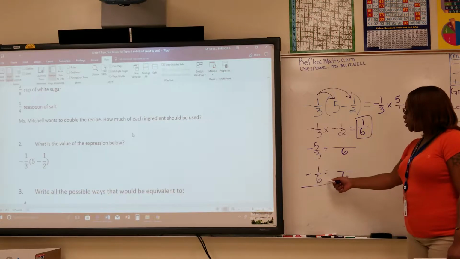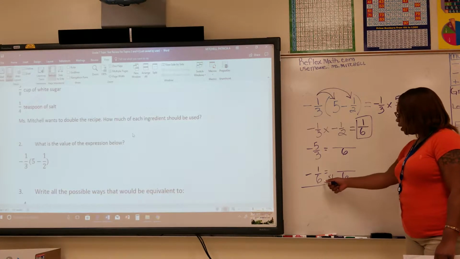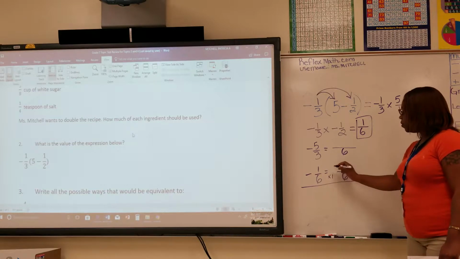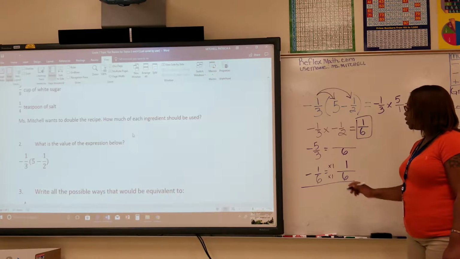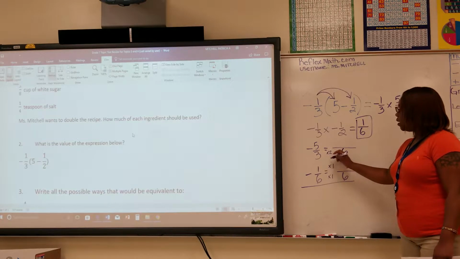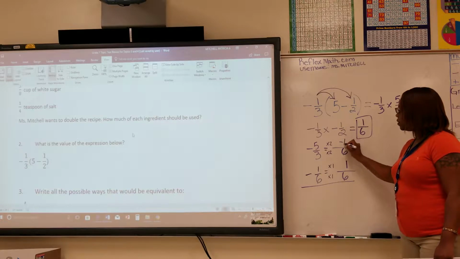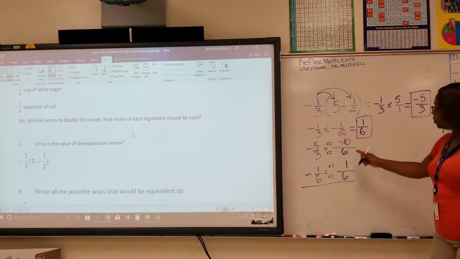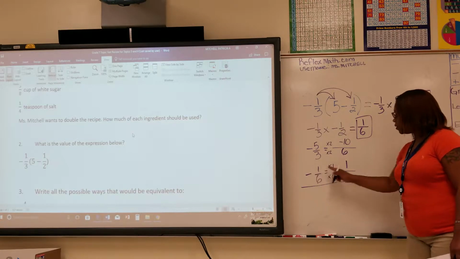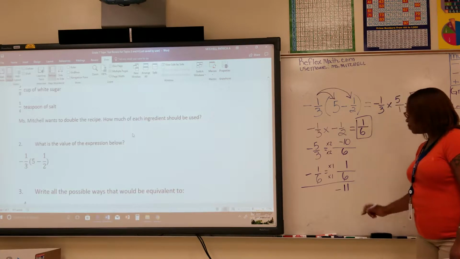From here, 6 times what gave us 6? 1. So if 6 times 1 gives us 6 here, we'll use that 1 on top. 1 times 1 will give us 1. 3 times what gave us 6? 2. And what we use here, we can use right here. Negative 5 times 2 will give us negative 10. So from here, negative 10 minus 1 will give us negative 11.